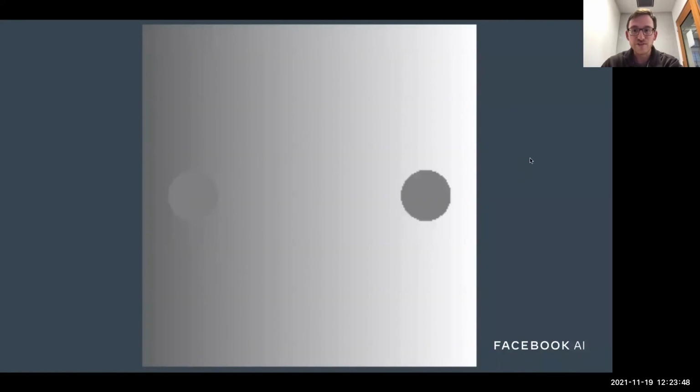Here's another magic trick. I could ask you, which one of these two circles is brighter or darker? And you might say, oh, this one looks darker. I can tell you, because I generated the image, that these two are the exact same color. Your eyes are processing them in slightly different ways because of the background.